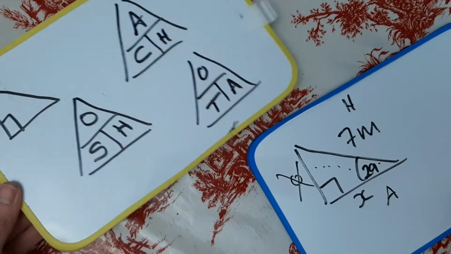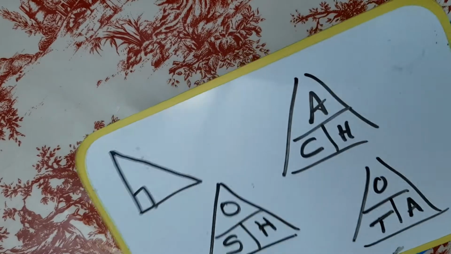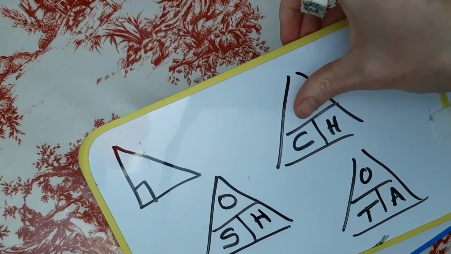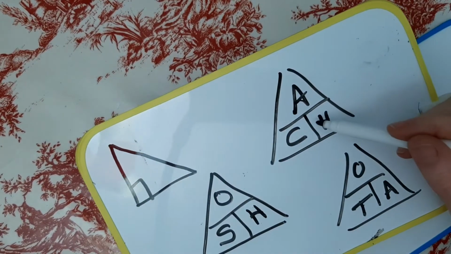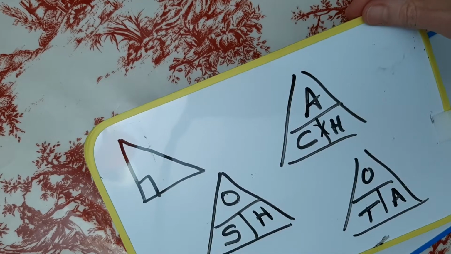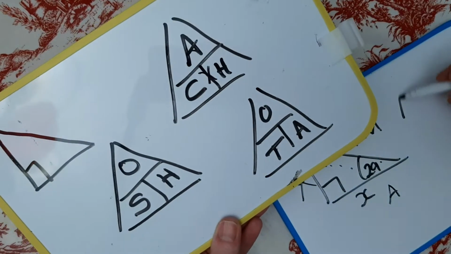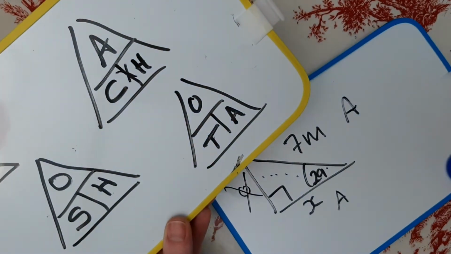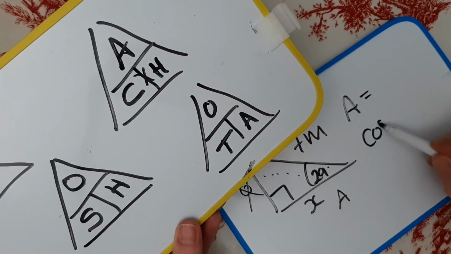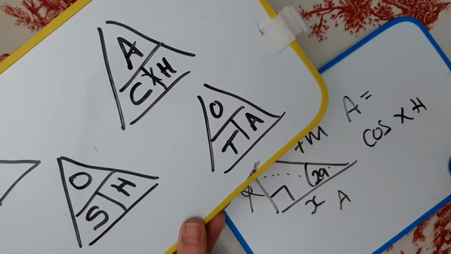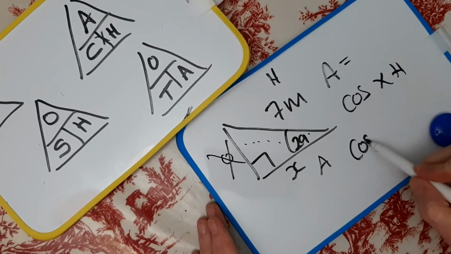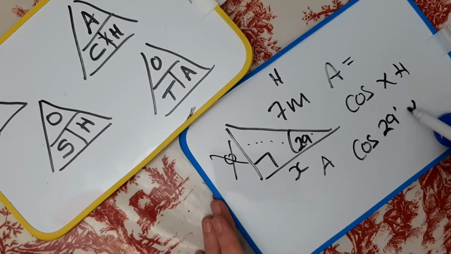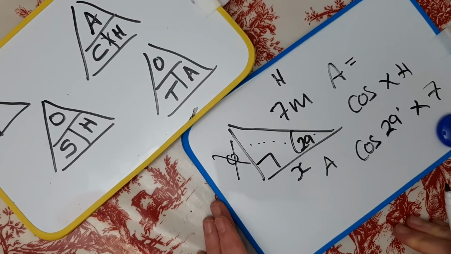So according to your CAH formula, you cover up the adjacent, because you want to find that. You're left with cosine and hypotenuse, and because they're next door to each other, that means times. So to work out your adjacent, it is going to be the cosine times the hypotenuse. In this case, your cosine is of 29 degrees, cos 29, and you're going to times it by the hypotenuse, which is 7.